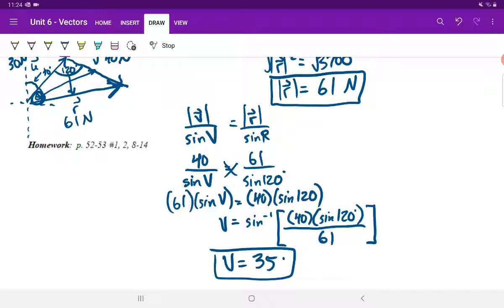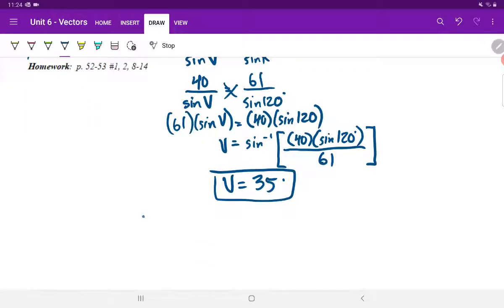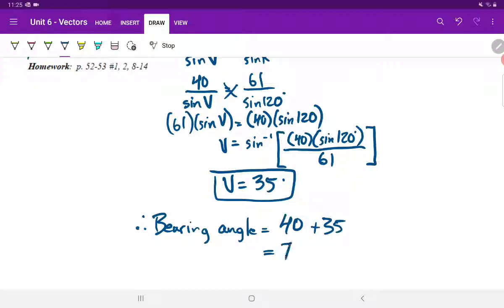We've got to add it to 40 now because the bearing angle is measured from the north. So give me a therefore. It is 40 plus 35, which is 75 degrees. Actually, it has to be stated with 3 digits, so make sure you put a 0 out in front. You could also state it as a quadrant bearing of north 75 degrees east, same thing.